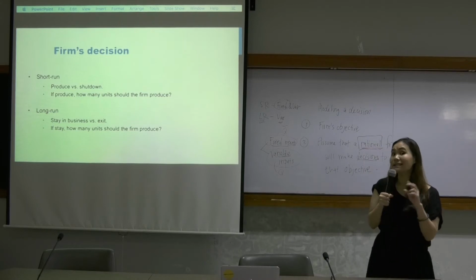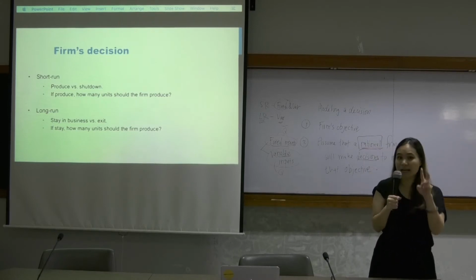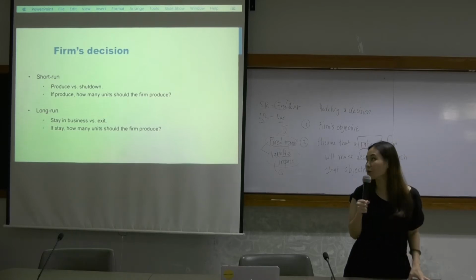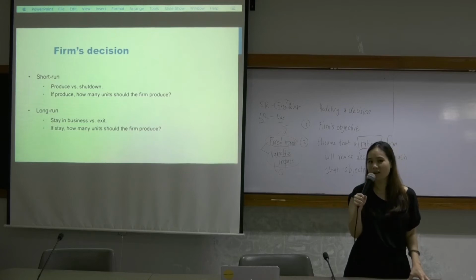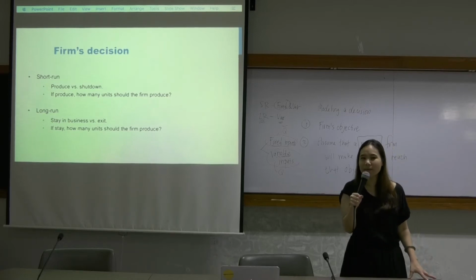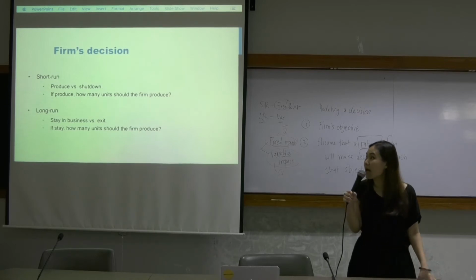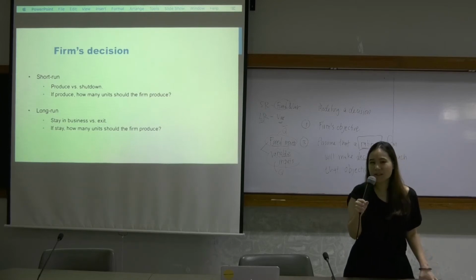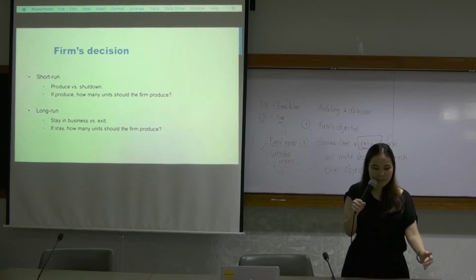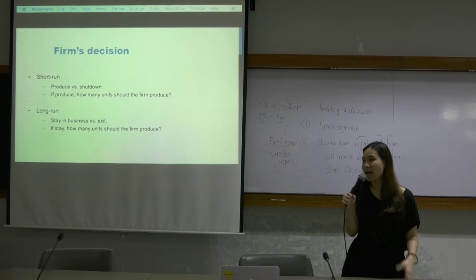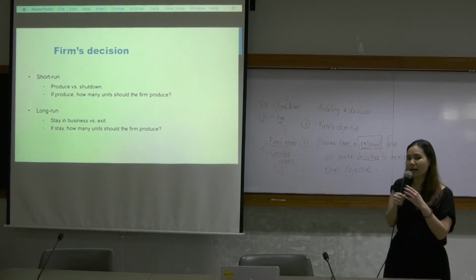And therefore, the decisions to be made in the short run are twofold. The first decision is, tomorrow, should I produce or shut down? Should I open my restaurant? Okay. And the second stage of the decision is, if I decide to open my restaurant, if I decide to produce, how many units of output should I produce? Okay. Step 1, open or not open the restaurant. Step 2, if I open, how many fried chicken should I be preparing?